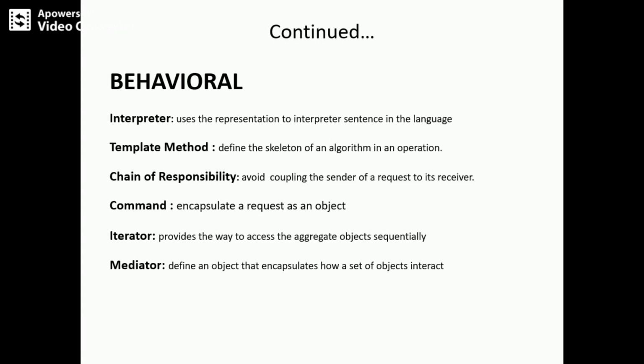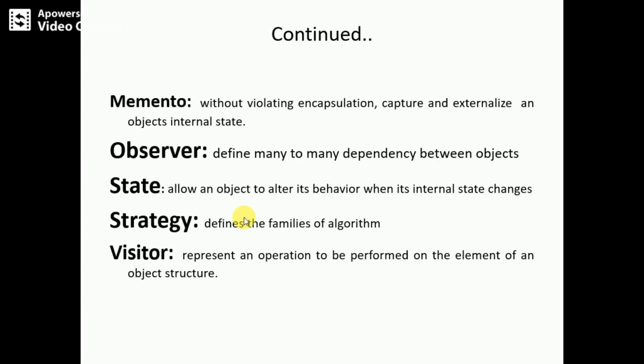Mediator defines an object that encapsulates how a set of objects interact. Another one is memento. This is a behavioral pattern which, without violating encapsulation, captures and externalizes an object's internal state. Observer defines a many-to-many dependency between objects. State allows an object to alter its behavior when its internal state changes. Strategy defines families of algorithms. Visitor represents an operation to be performed on the elements of an object structure.